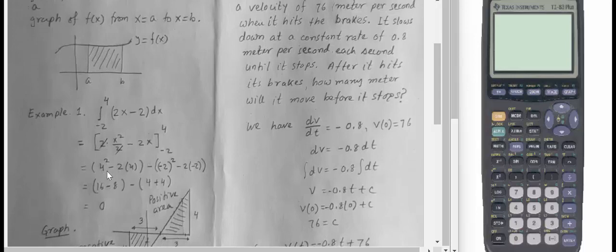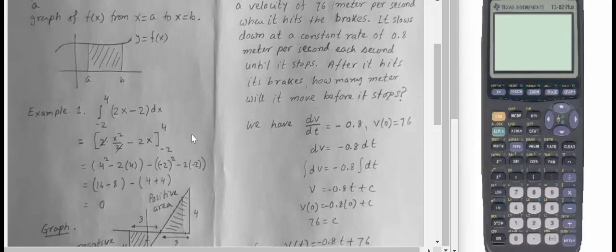So first you replace x by 4: 4 squared minus 2 times 4, this is one part. Now we have a minus here. Then again we replace x by negative 2, square it, minus 2 times negative 2. And further you simplify, you get 16 minus 8 is the first part from the upper boundary. And here we have negative 2 squared, which makes it 4, as you know. Then minus 2 times negative 2 gives you another positive 4. At the end, when you simplify, you get 0.